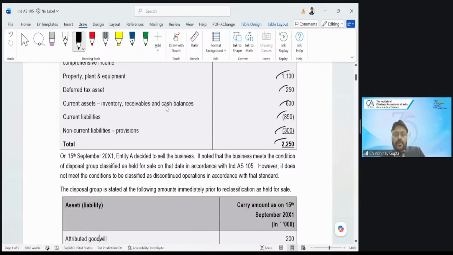Then on 15th September 2001, management decided to sell the business. It noted that the business meets the condition of a disposal group classified as held for sale on that date in accordance with Ind AS 105. However, it does not meet the conditions to be classified as discontinued operations in accordance with that standard. The disposal group is stated at the following amounts immediately prior to the reclassification as held for sale.